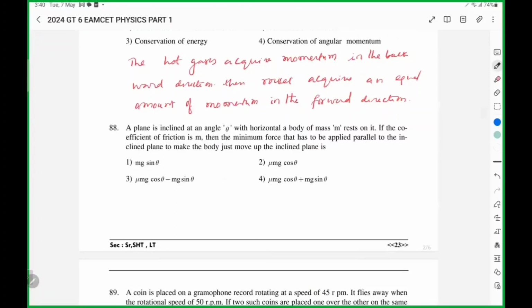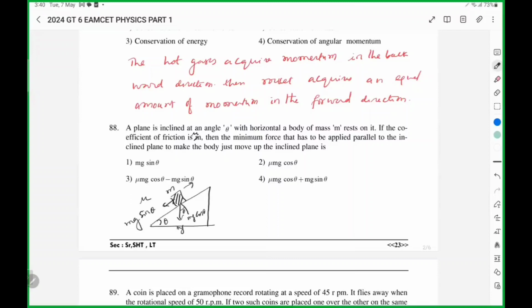If a plane is inclined at an angle theta with the horizontal, a body of mass m rests on it, and the coefficient of friction is mu, what minimum force has to be applied along the inclined plane to make the body just move? In fact, this is the weight, so this is mg cos theta, and the force component acts in the downward direction.